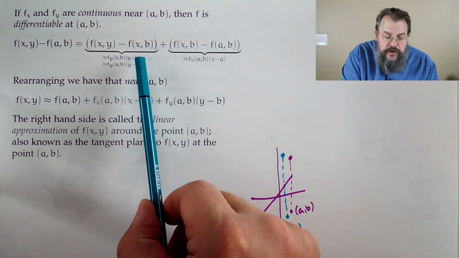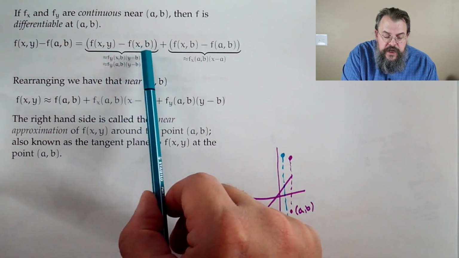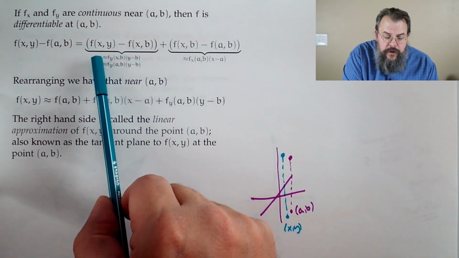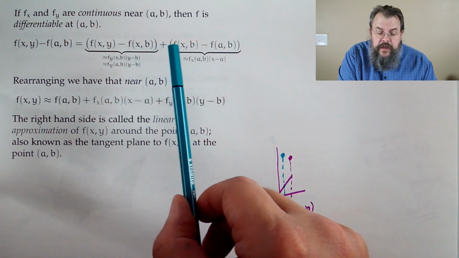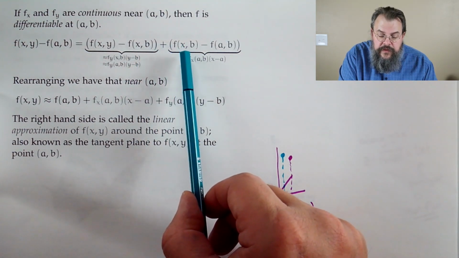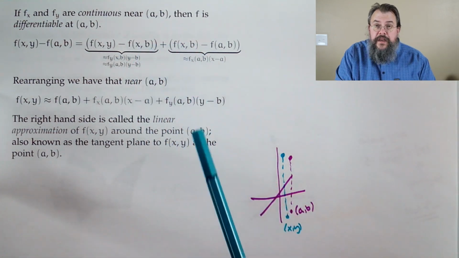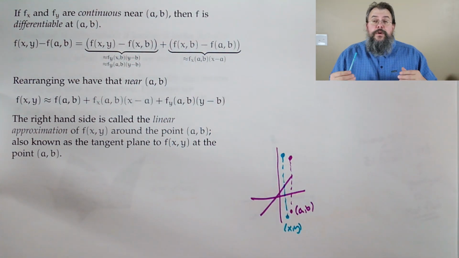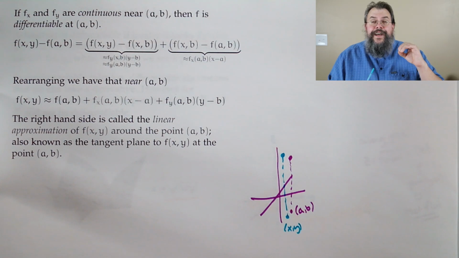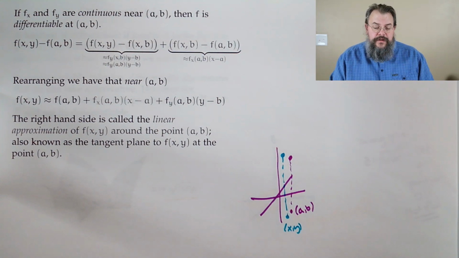So how do we do it? Well, we're going to add a term in the middle where we just change one piece. So f of x, y minus f of x, b, and then we're going to put f of x, b minus f of a, b. You'll notice these two terms, f of x, b, cancel out. So we've added 0. And it's okay to add 0. You can add 0 as much as you want. You won't change your value.